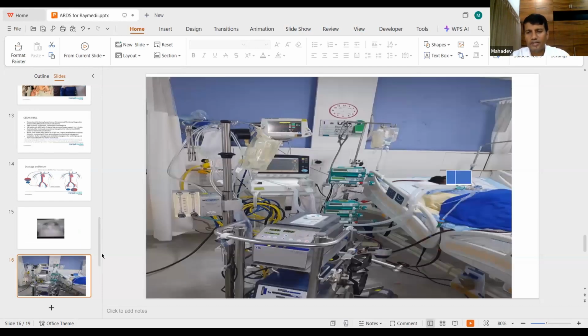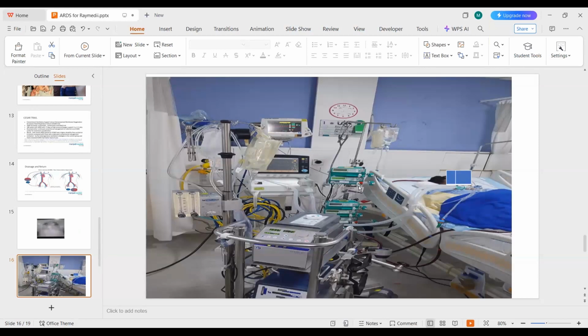And this is our ECMO patient. We connected this patient on ECMO with sedation and paralysis.